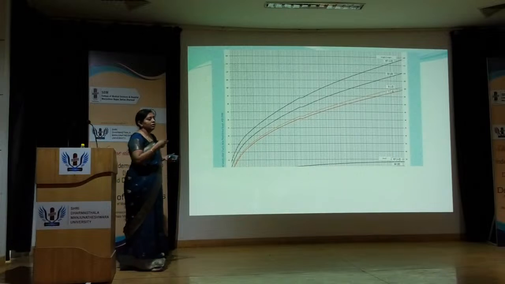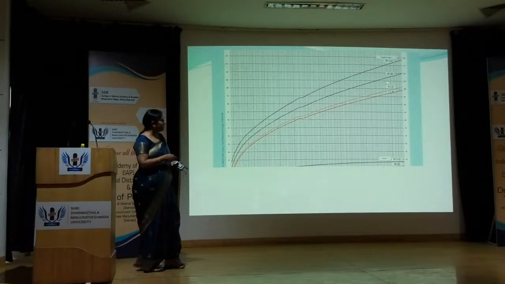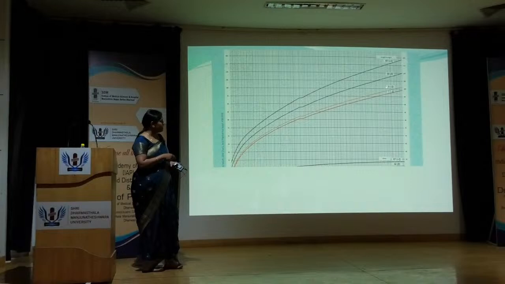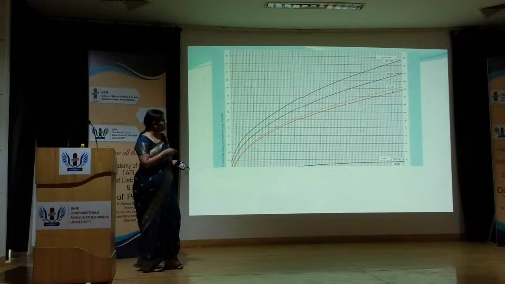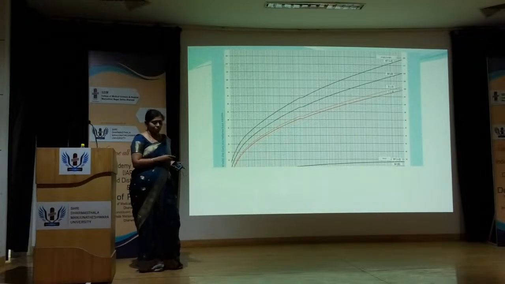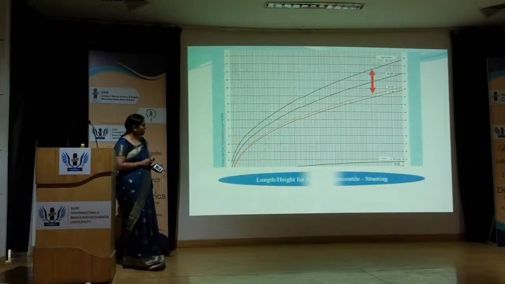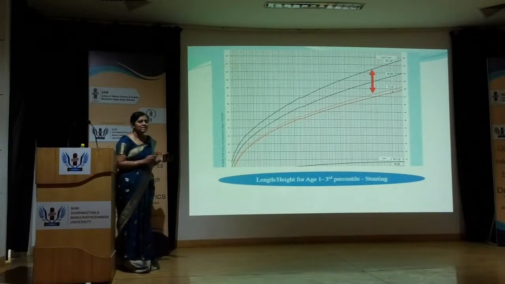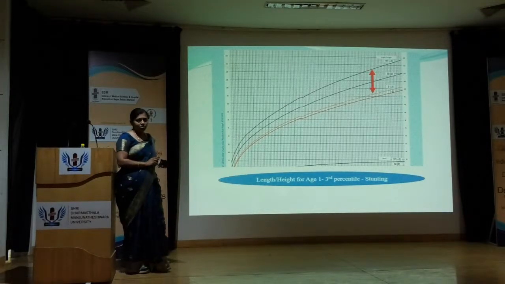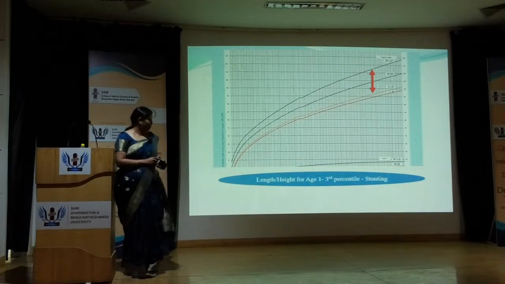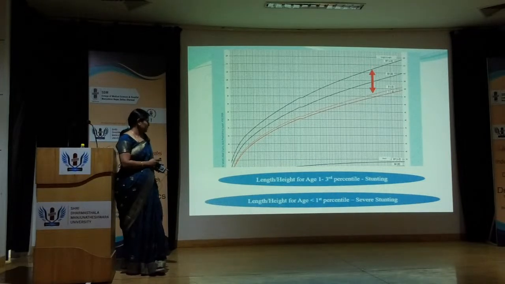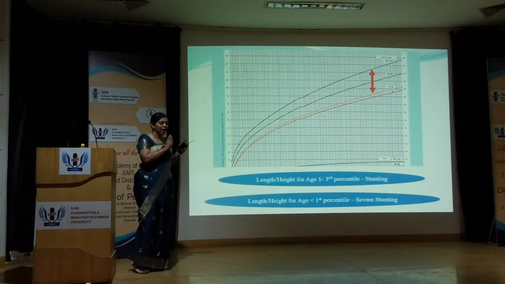For the same parameters, again the 50th centile is 0. The one in parentheses is the standard deviation, outside is the number. This is the 3rd centile, minus 2 SD, 1st centile, minus 3 SD. Above is the 97th centile, that is plus 2 SD. This is normal. If it is between the 1st and 3rd, it is stunting. Less than the 1st percentile is severe stunting. So this is length for age, or height for age.